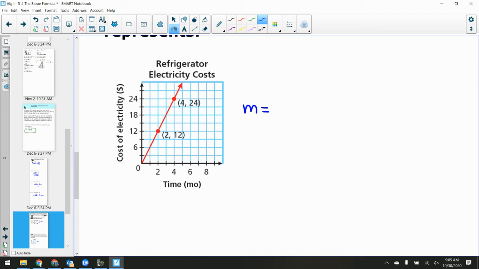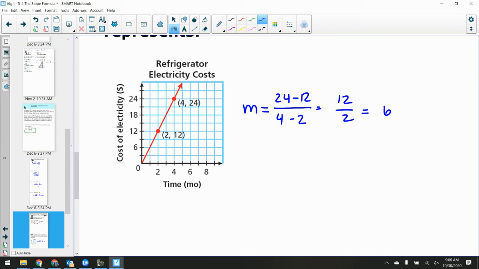24 minus 12. Y minus y over, so if I use 24 first, I've got to use 4 first. 4 minus 2. Follow me there? You did 12 minus 24? That's okay. Did you do 2 minus 4 on the bottom? That's okay. You're good then. So we have 12 over 2. Did you get positive 6 as your slope?